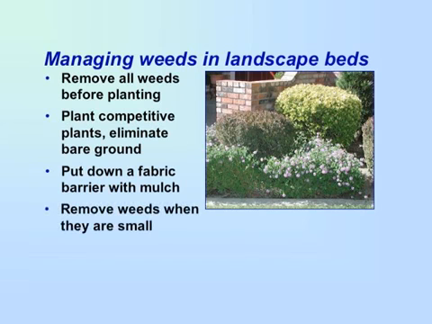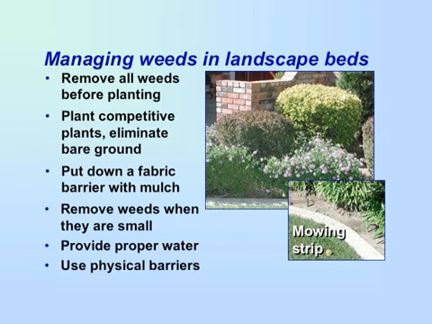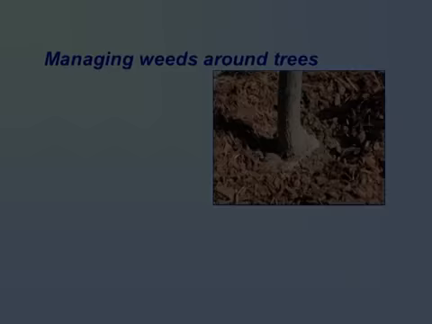If weeds invade, remove them when they are small, but before they go to seed, and be sure to remove the entire plant. Provide landscape plants with sufficient water, but be careful not to overwater. Drip irrigation provides water only to landscape plants and reduces weed problems. To keep lawn out of beds, use a physical barrier such as concrete or another type of mowing strip. Few, if any, herbicides should be needed in a landscape that is well designed and properly maintained.